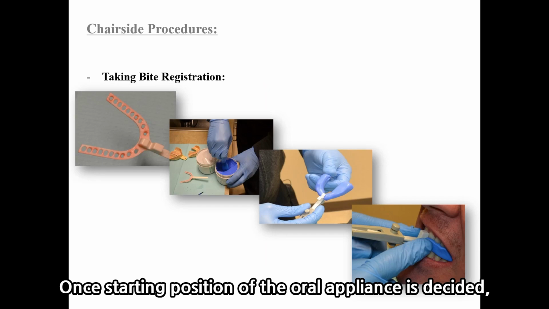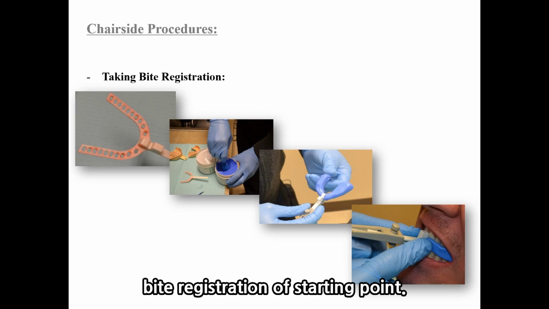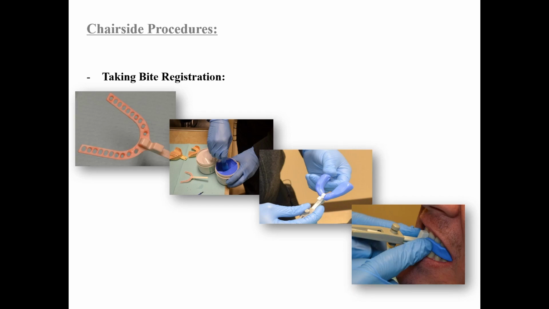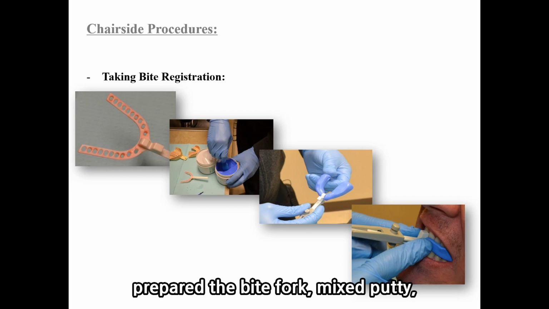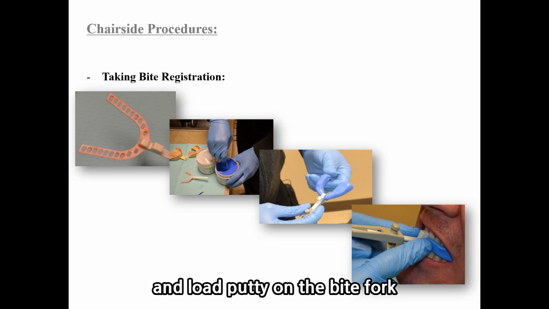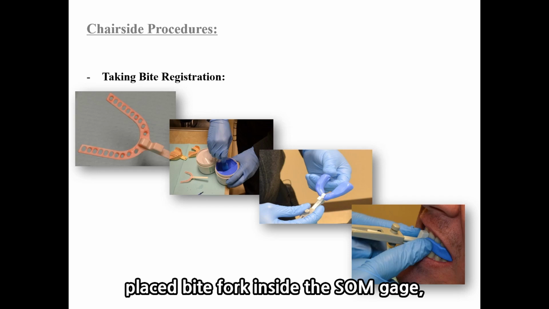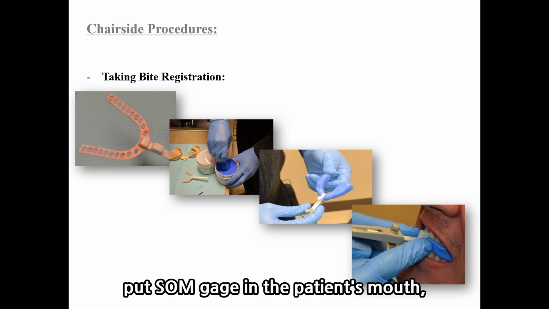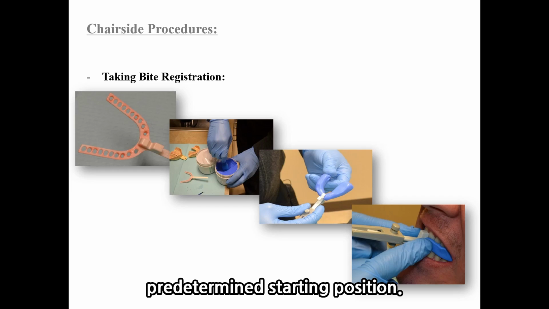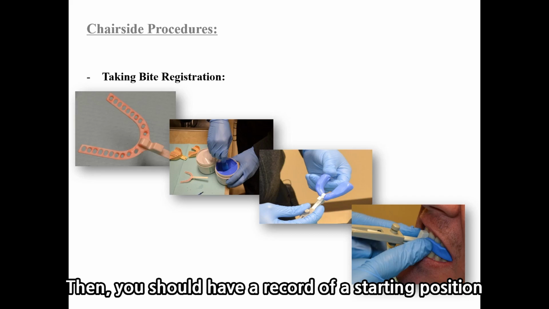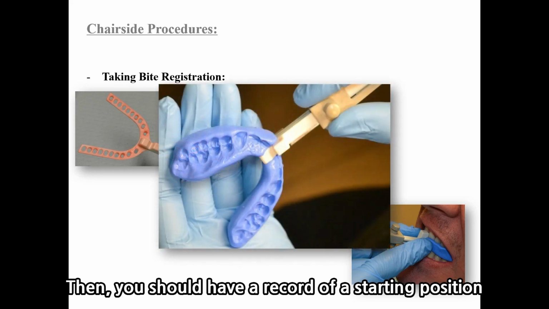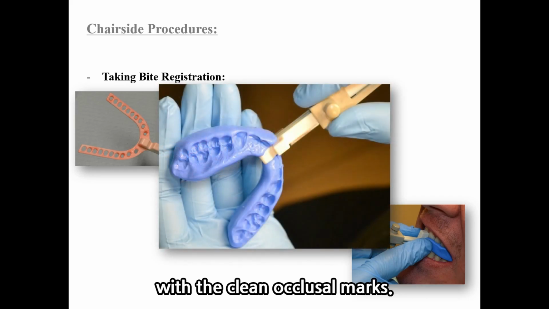Once the starting position of the oral appliance is decided, the next step is to take bite registration of the starting point. So prepare the bite fork, mix putties, and load putties on the bite fork. Place the bite fork inside the Seong gauge. Put the Seong gauge in the patient's mouth and guide the patient's mandible into the predetermined starting position. Then you should have a record of the starting position with clean occlusal marks.